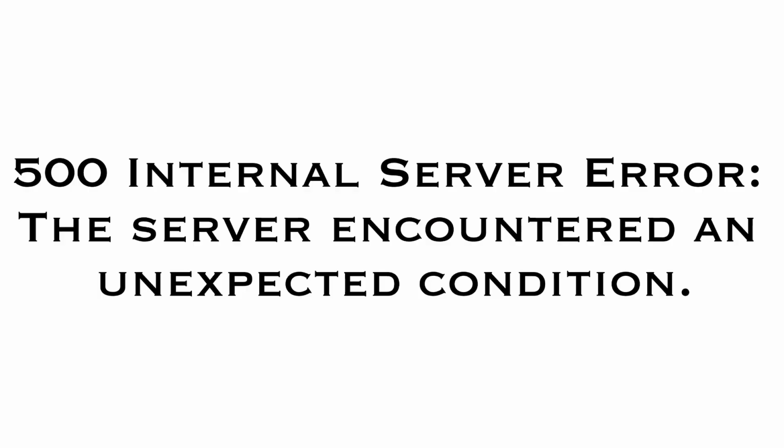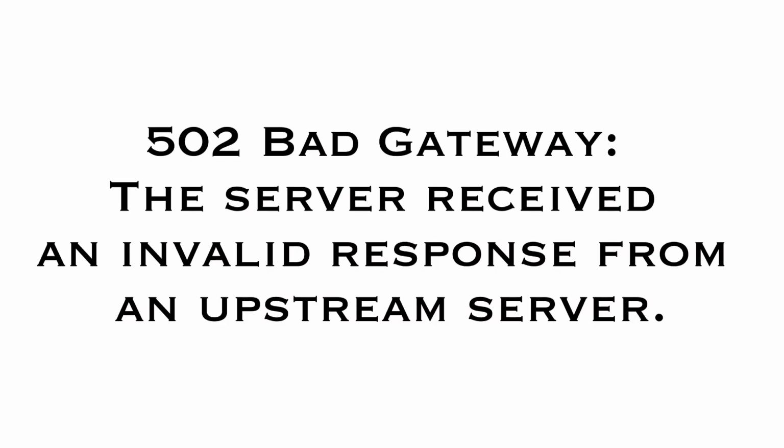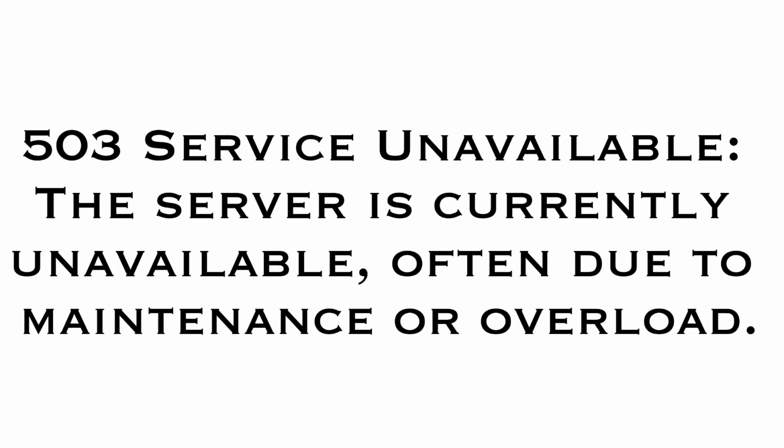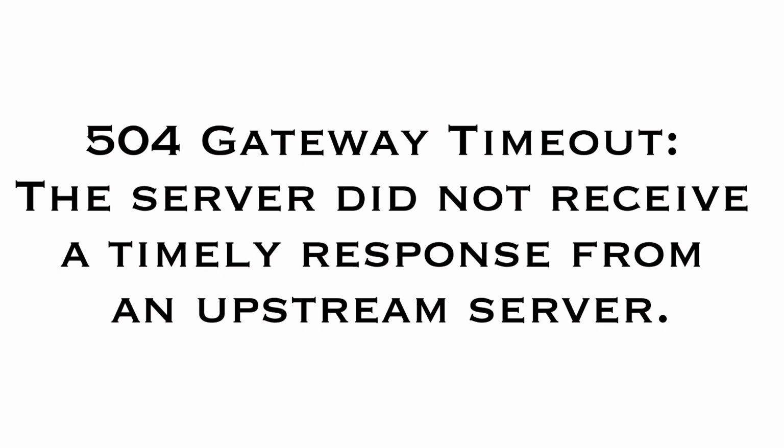500 Internal Server Error, the server encountered an unexpected condition. 502 Bad Gateway, the server received an invalid response from an upstream server. 503 Service Unavailable, the server is currently unavailable, often due to maintenance or overload. 504 Gateway Timeout, the server did not receive a timely response from an upstream server. So those were all the status codes that you'll see when making an API request.